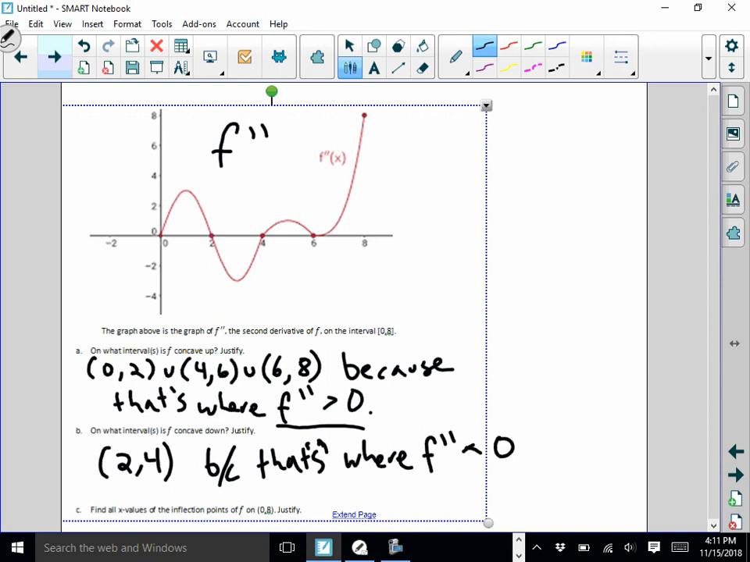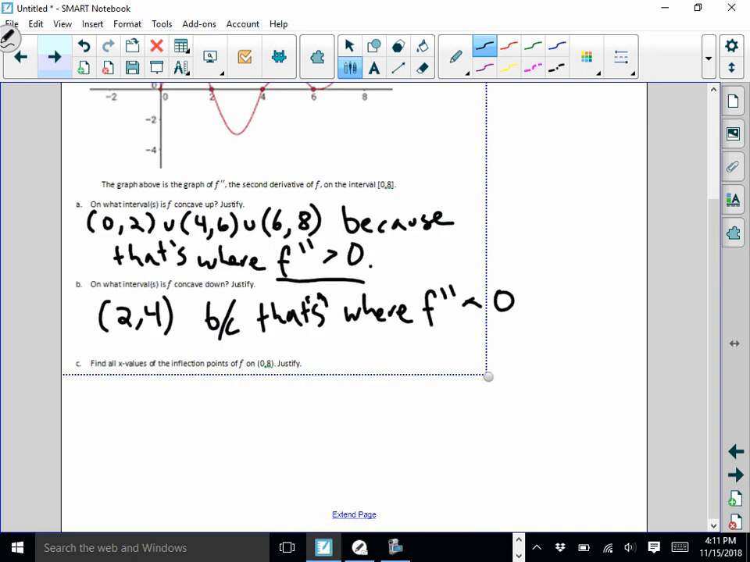Inflection points then. We just talked about inflection points on problem 21. It was when f prime went from increasing to decreasing or vice versa. It's going to be totally different than that, because we're not looking at an f prime graph. What I know about inflection points is that they occur when we switch concavities. Well, we switch concavities when f double prime changes signs. So I see two values where f double prime changes signs. I'm going to say x equals 2 and x equals 4, because that's where f double prime changes signs.